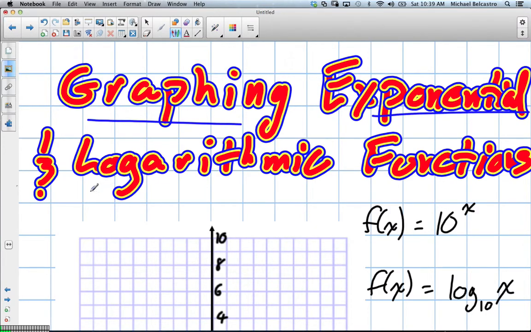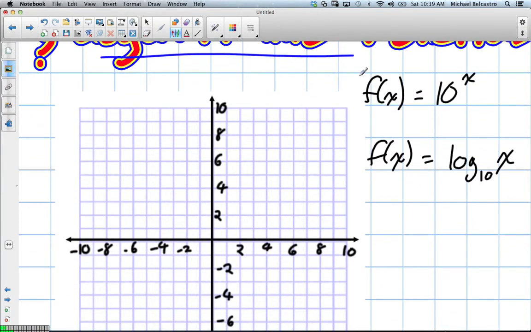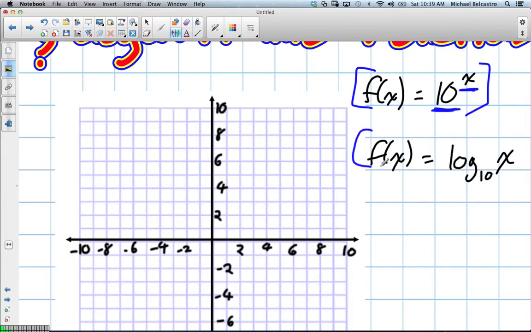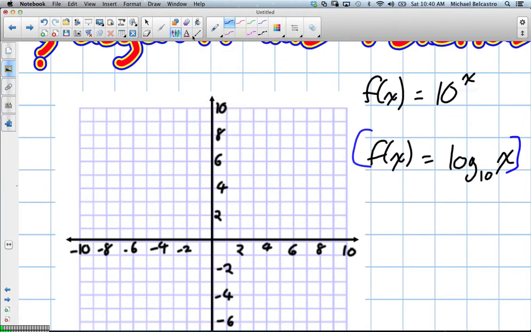Graphing exponential and logarithmic functions. Now, we're going to focus on two specific ones. The exponential function we're going to work with is first just base 10. And just to get an idea of how these two relate to each other, we'll set up a table of values. You may already know how to graph this right off the bat. We want to see how they relate to each other.